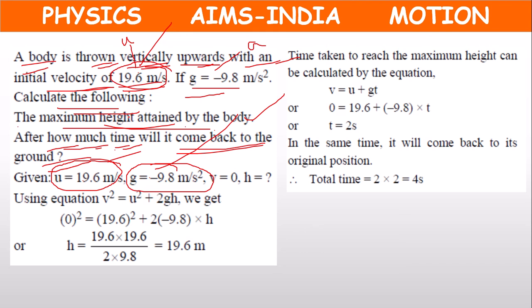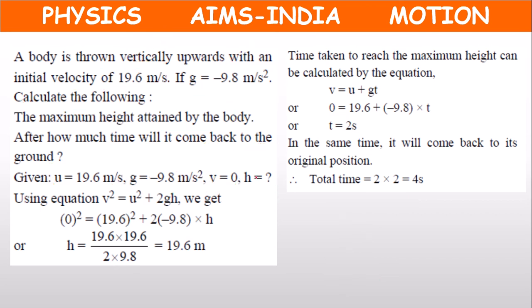After going to maximum height, its velocity will be 0. From there, it starts falling down. So final velocity will be 0 while calculating the maximum height. And H value, maximum height value, we have to find. Here H is nothing but displacement, displacement traveled by the body for reaching the maximum height. It is denoted with H.